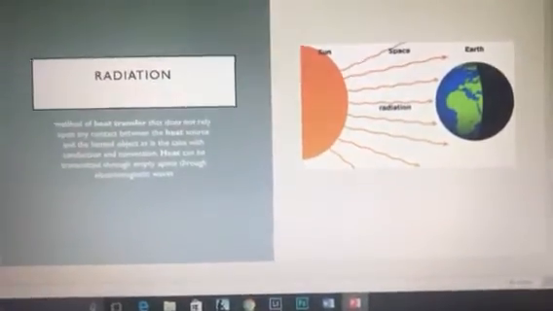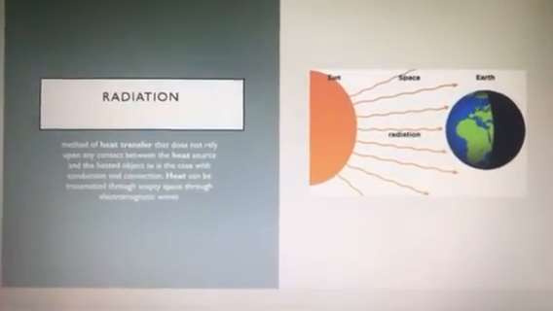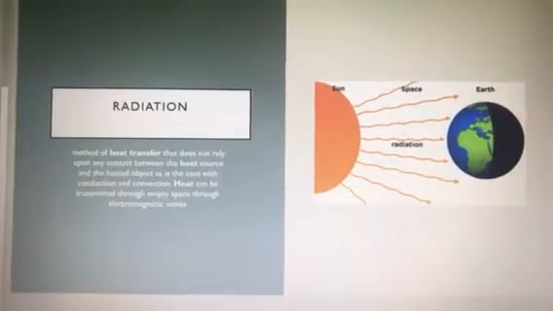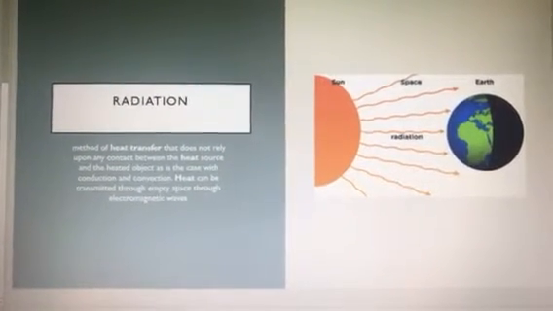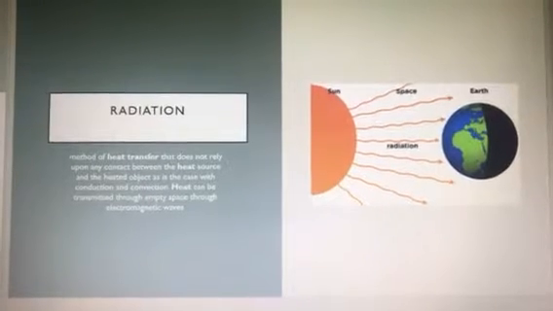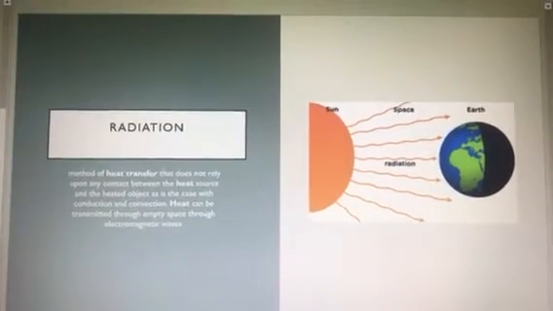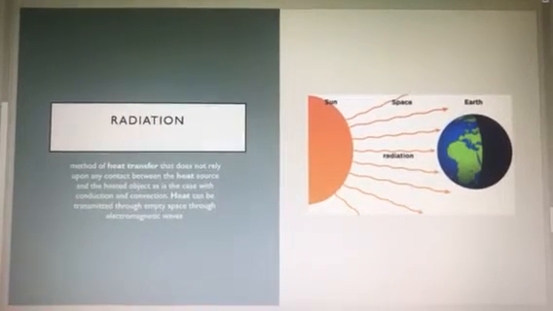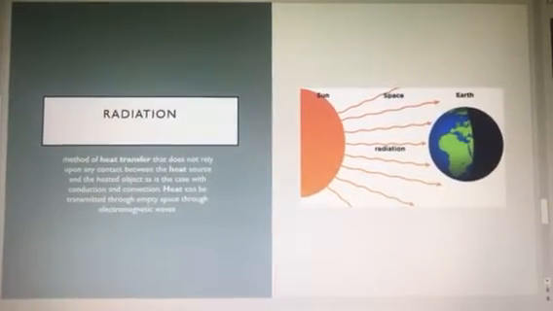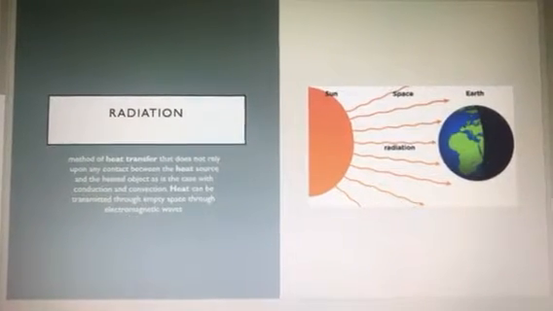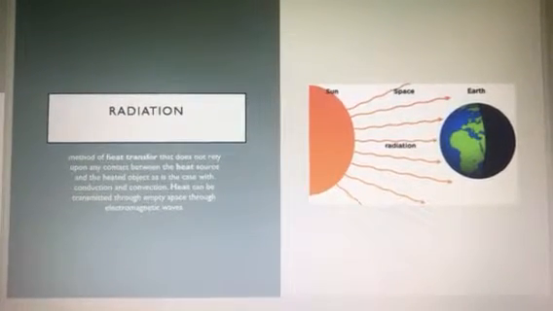Radiation. This method of heat transfer does not rely on any contact between the heat source and the object. This is different than conduction and convection. It can be transmitted through empty spaces, through electromagnetic waves.